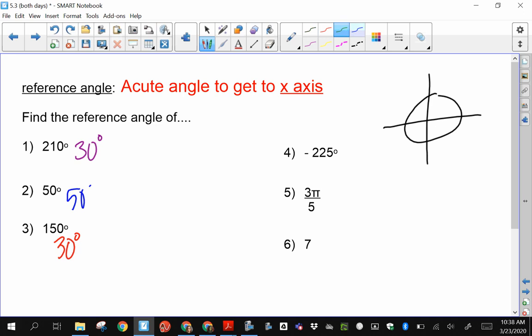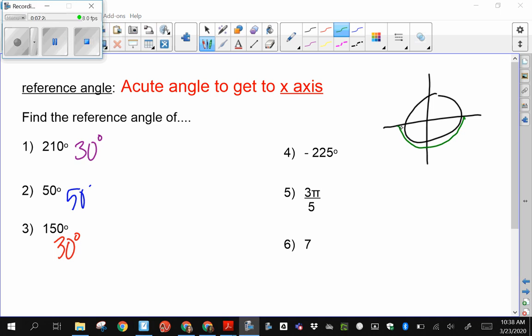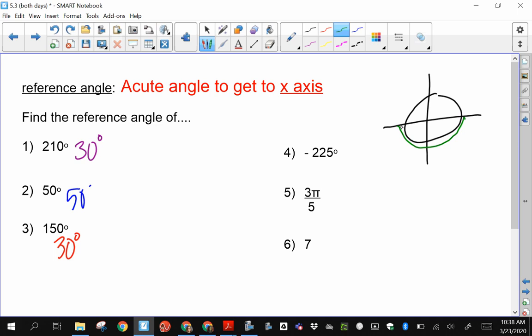Example 4, negative 225 degrees. So think about where that's measured from. We have to measure clockwise when we're going negative. This would be negative 180. Which means I have 45 more degrees to go to get to negative 225. But again, I'm interested only in the reference angle that is there, which would be 45 degrees.